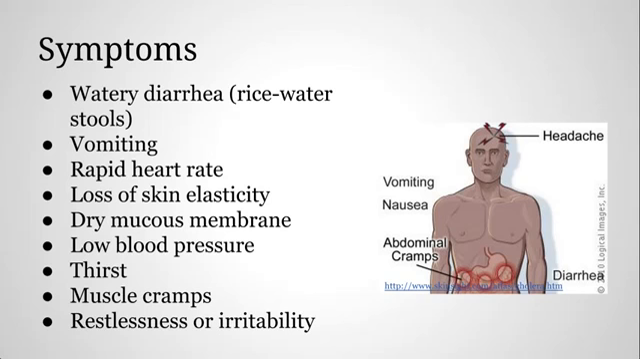So the CDC cites these as the symptoms of cholera: watery diarrhea, rice water stools, vomiting, rapid heart rate, loss of skin elasticity, dry mucous membrane, low blood pressure, thirst, muscle cramps, and restlessness or irritability. A person with severe cholera, which is 5 to 10% of those people affected, would exhibit all of the symptoms, but someone with a less serious case might not exhibit any of the symptoms. 75% of people infected with cholera do not show any symptoms at all. But for 7 to 14 days after they're infected, the bacteria is present within their feces and can infect other people.